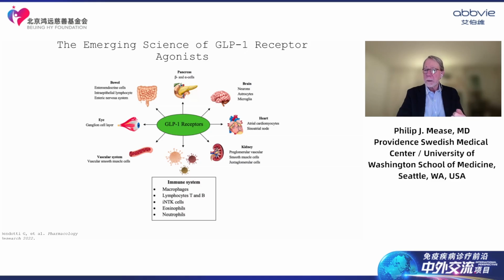It turns out that there are also receptors for this hormone on immune cells, and there's a list of them there. And what we have started to see are interesting translational studies that suggest that there can be a diminution in important inflammatory cytokines such as TNF, IL-6, IL-17, and so on with the use of GLP-1 agonists.